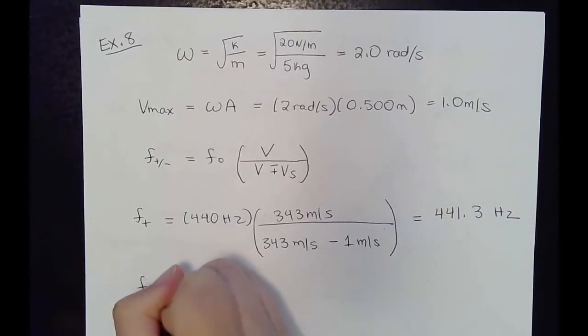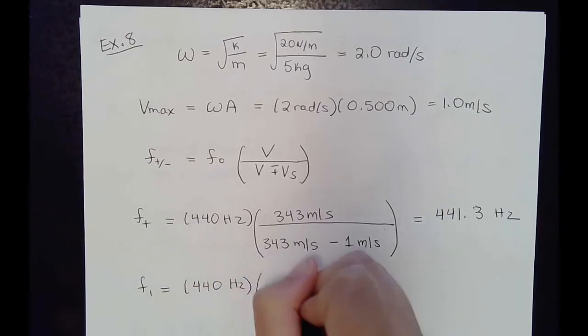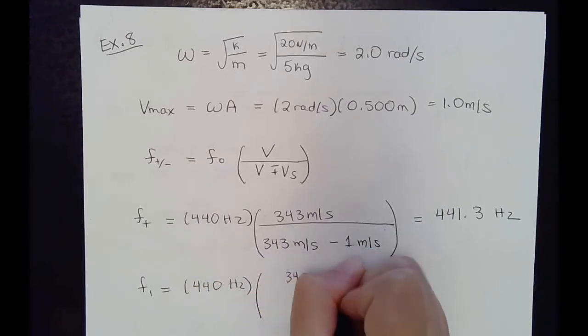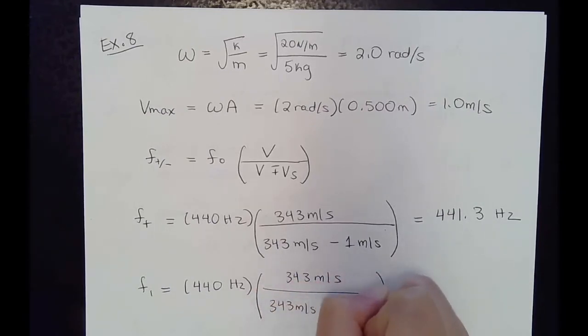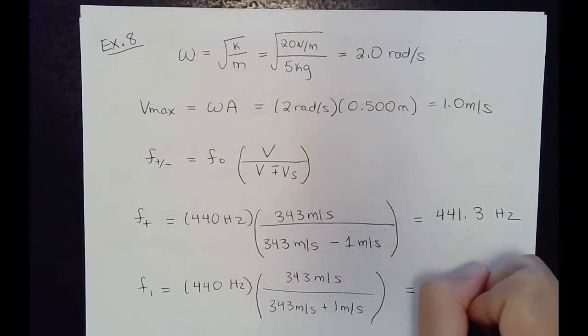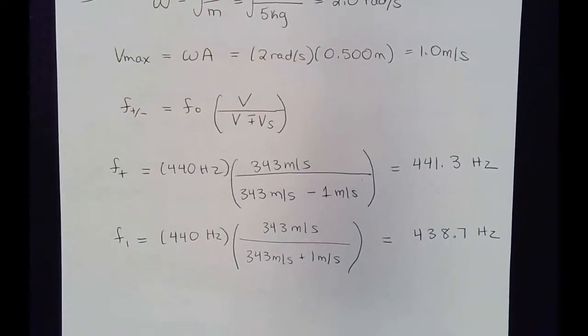And then to find the lowest, we have 440 hertz times 343 meters per second over 343 plus 1. And the lowest is 438.7 hertz.